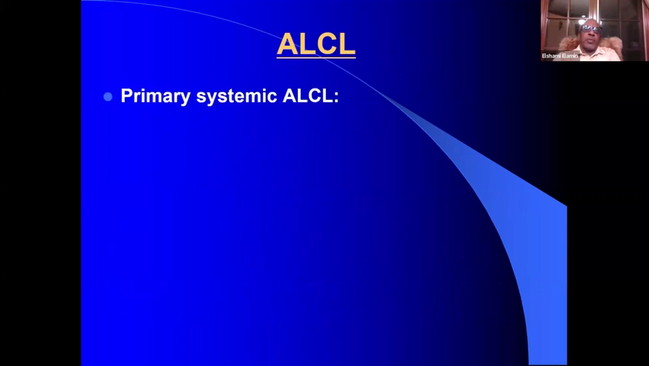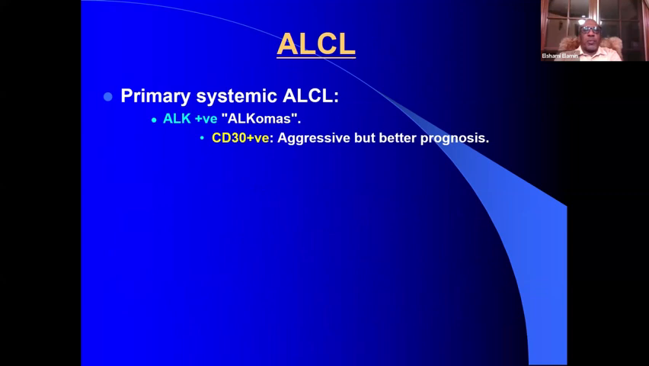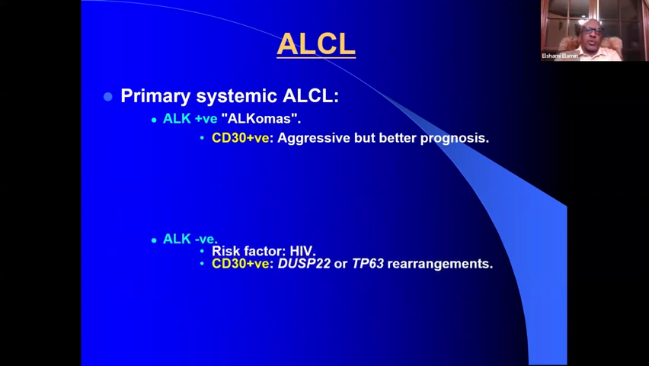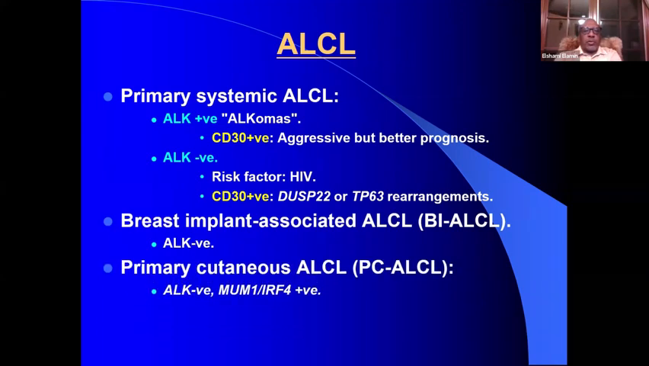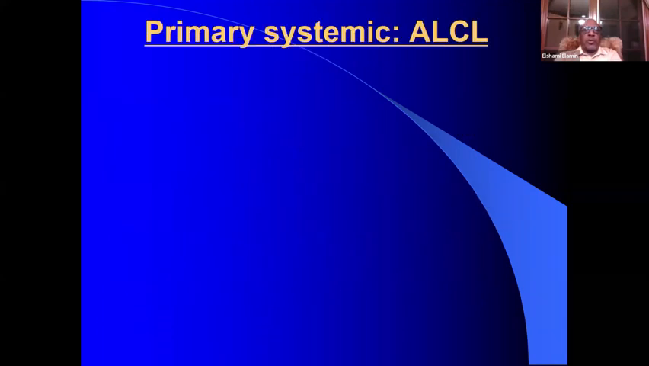Anaplastic large cell lymphoma. If it is primary, remember we said the ALK. If it's ALK positive, we call it ALKoma. If it's ALK positive and CD30 positive, we treat them aggressively. It's an aggressive form of lymphoma, but with a better prognosis. If it's ALK negative, the risk factor for that is HIV, CD30 positive, and this other type of ALK lymphoma.